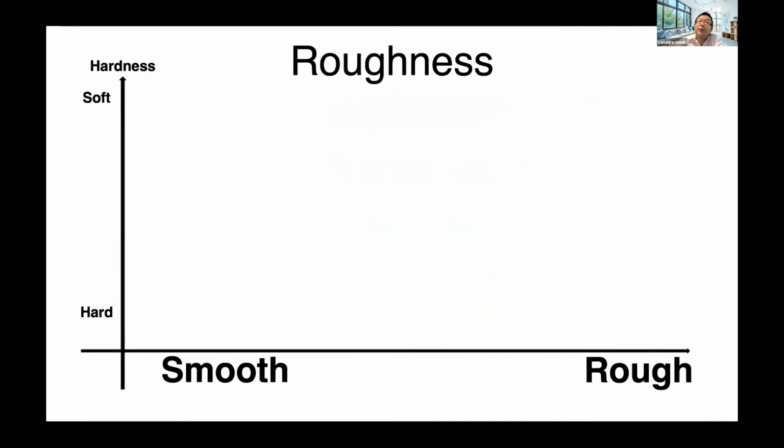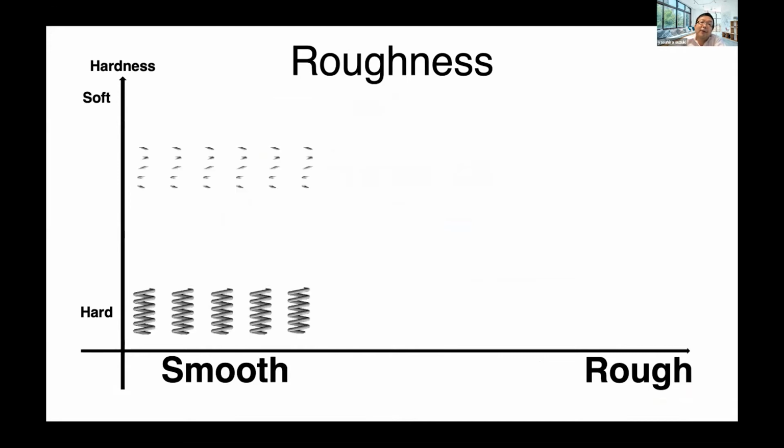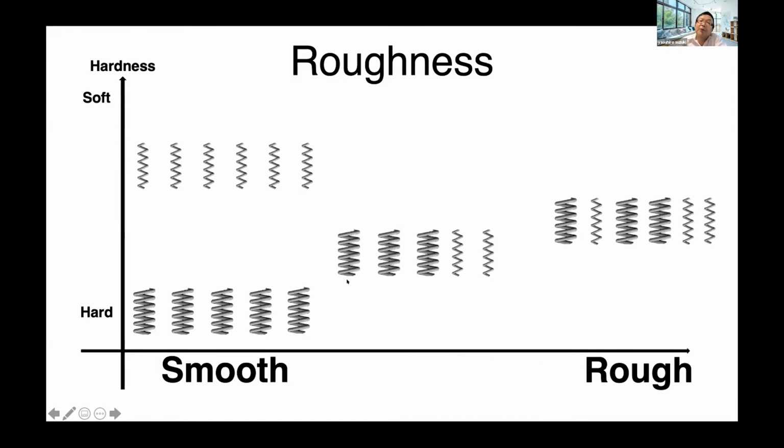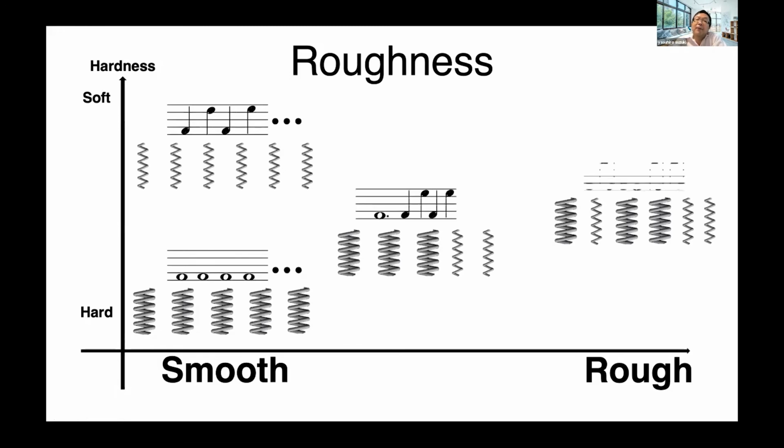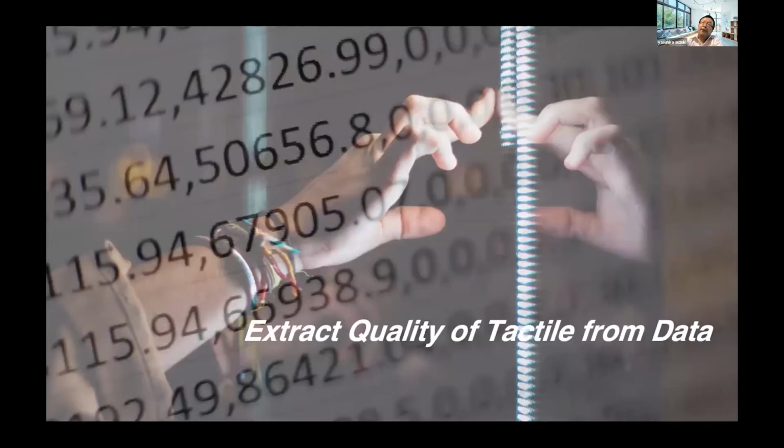Then the next important feature is roughness. We define roughness when the hardness is the same. Here the hardness is the same, and this one is smooth. And if the composition of roughness is complicated, the roughness changes from smooth to rough like this. So based on the tactile score, we can describe hardness and roughness, and denote them by tactile scores like these. Based on this, we can extract tactile quality from data.